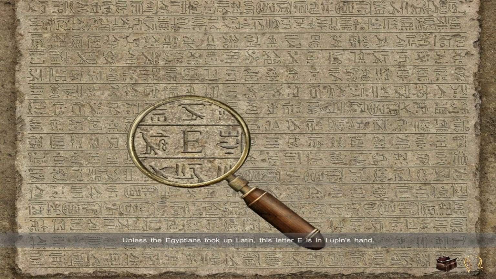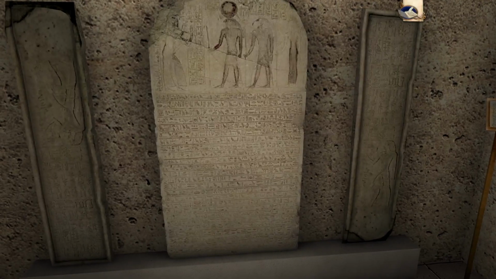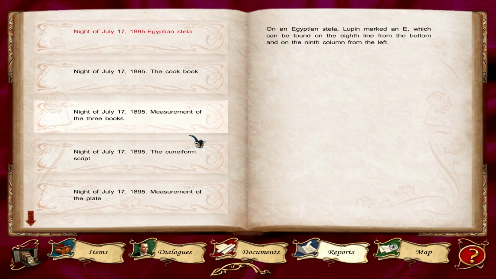Oh, E. Unless the Egyptians took up Latin, this letter E is in Lupin's hand. Okay. On the Egyptian stela, Lupin marked an E, which can be found on the eighth line from the bottom and the ninth column from the left.